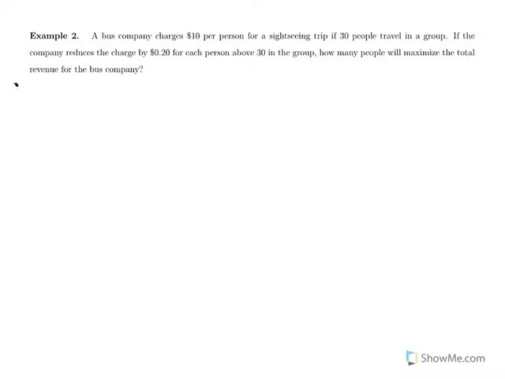So this is an example where we can't really draw a picture, but we can assign our variable. X is going to be the number of people above 30 in the group. Now, you could define it in a different way. You could define it as the number of people in the group, and it just includes the 30, but I think it's going to be easier to set up if we have it greater than 30. And as long as you're consistent with how you assign your variables, there's multiple ways you can go about it.